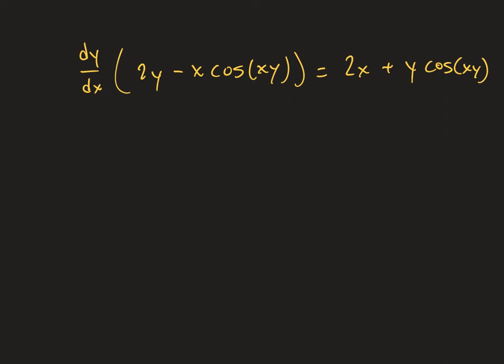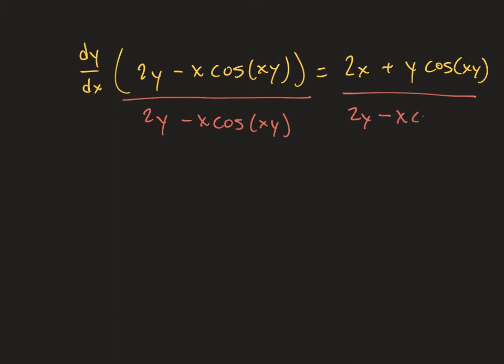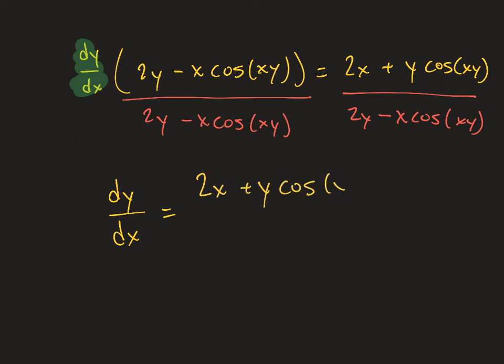So as I said, I'm going to rewrite that last line, which you can see here, and then to finish this off, all I need to do is divide this out. So I'm going to divide both sides by 2y minus x cosine of xy. And if I do that on both sides, I'm done. I have isolated my derivative, dy over dx, and I've found that the formula for that dy over dx is 2x plus y cosine xy.